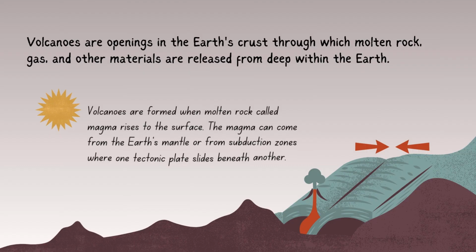Volcanoes are openings in the Earth's crust through which molten rock, gas, and other materials are released from deep within the Earth. Volcanoes are formed when molten rock called magma rises to the surface. The magma can come from the Earth's mantle or from subduction zones where one tectonic plate slides beneath another.